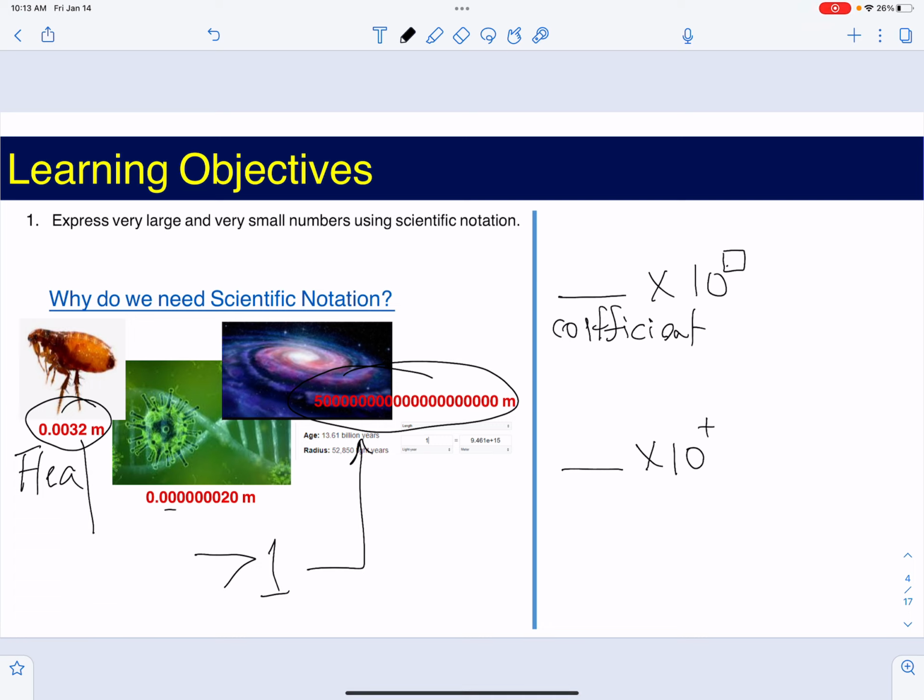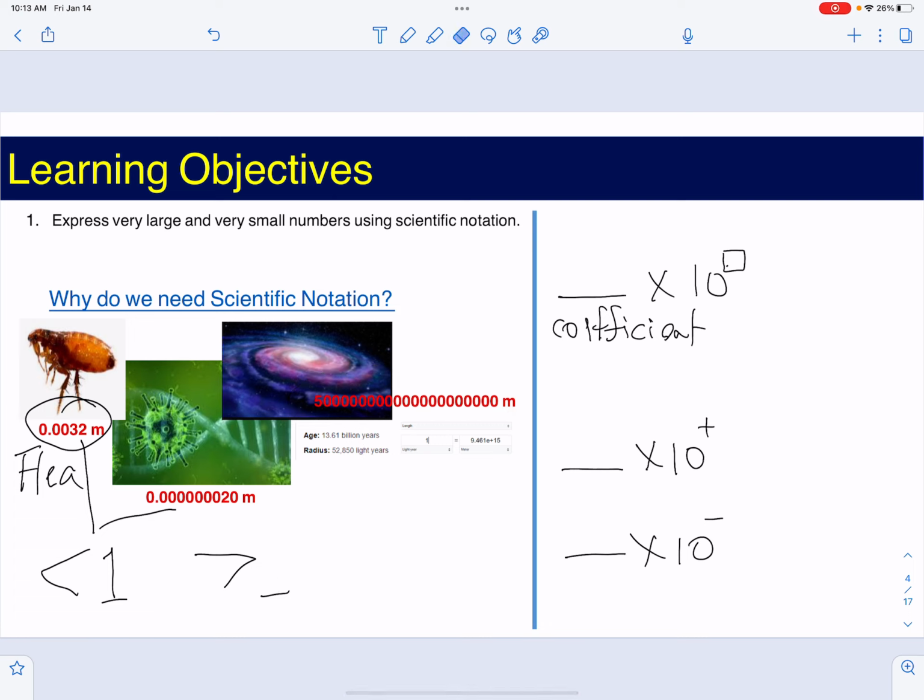This number and these numbers, they're less than 1. So whenever you have a number that is smaller than 1, you're going to put the coefficient, and you're going to put the 10 to a negative power. Having a negative power on the 10 means that the number is smaller than 1. Having a positive power on the 10 means that the number is bigger than 1. So with that said, let's take the flea first and convert it into scientific notation.